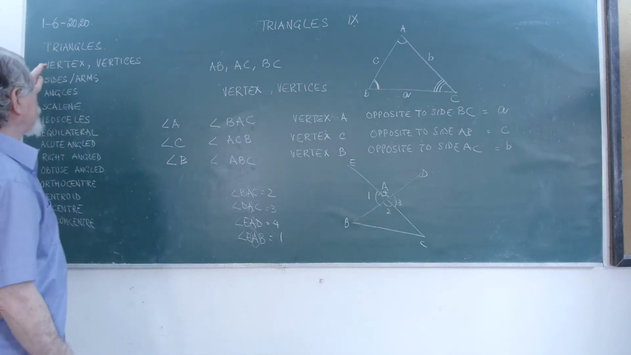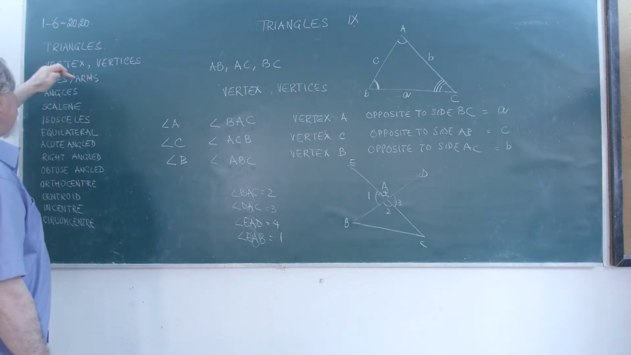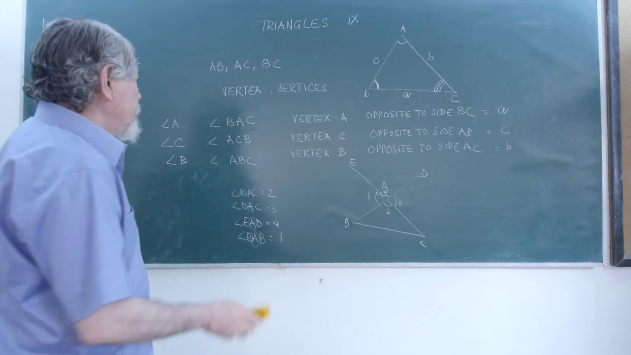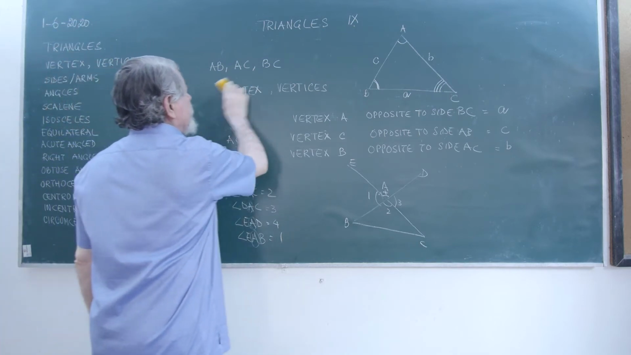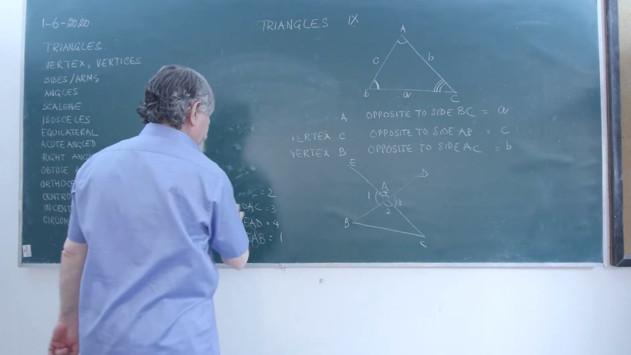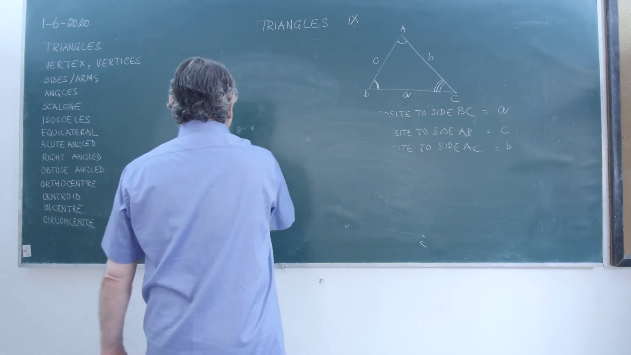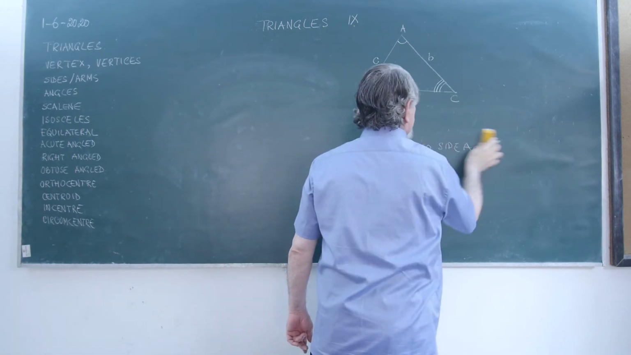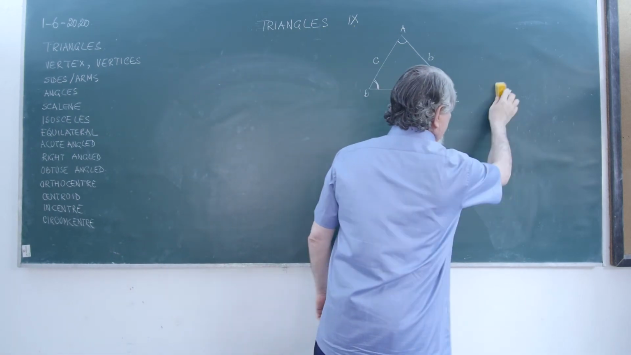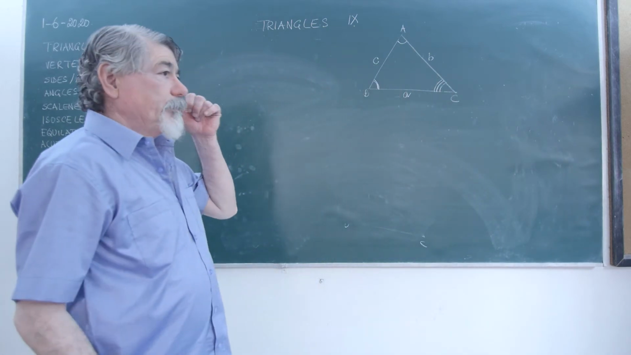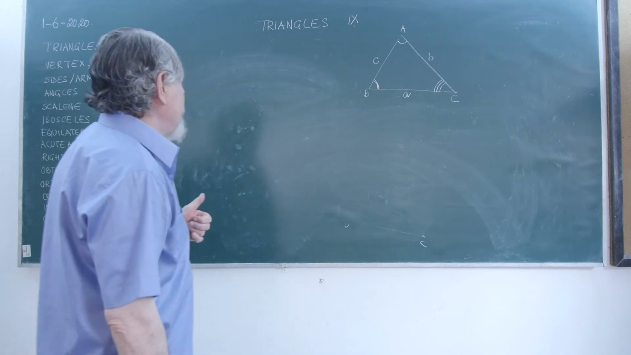Now we have discussed vertices, vertex, sides and arms, angles. Now let us discuss the kinds of triangles we come across. The division of triangles is done on the basis of sides, length of the sides, and angles. First, we'll discuss on the basis of length of sides.